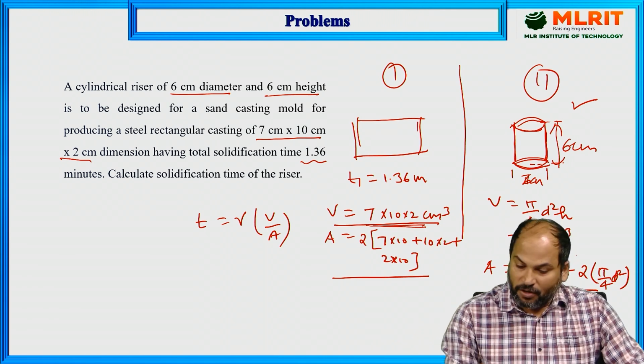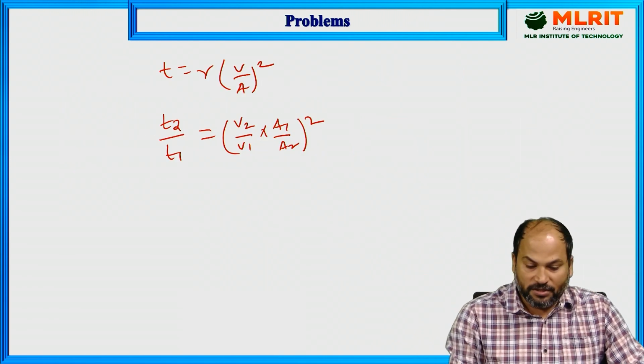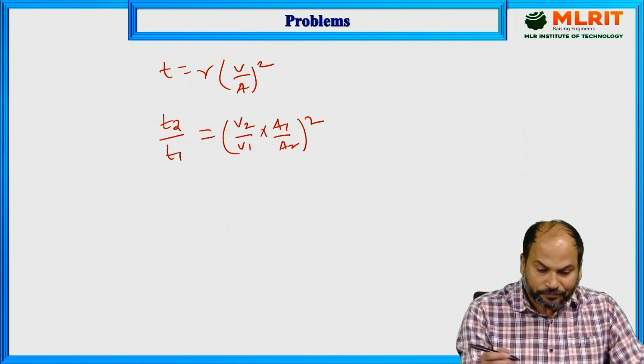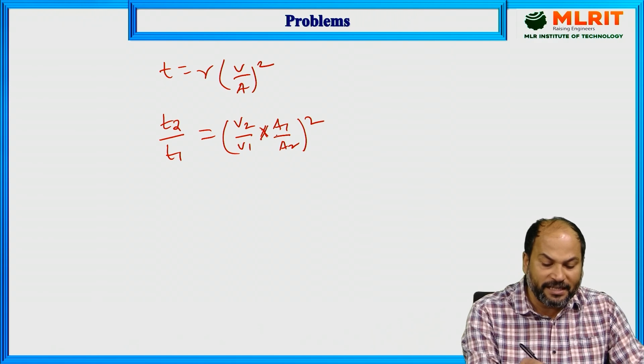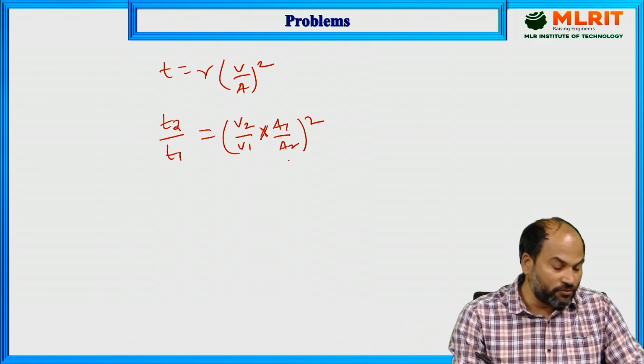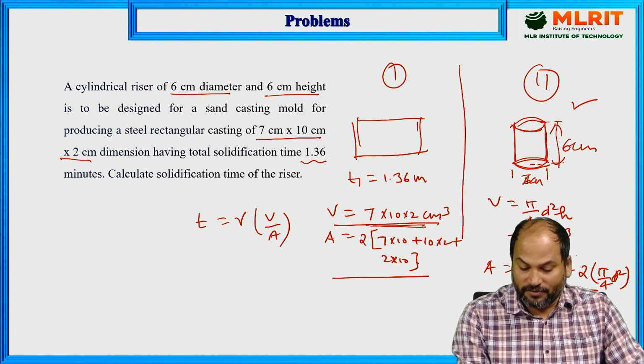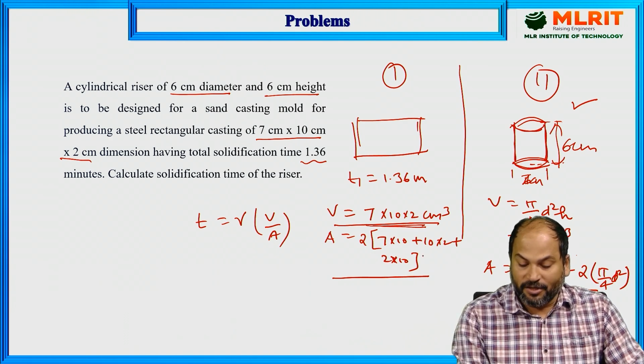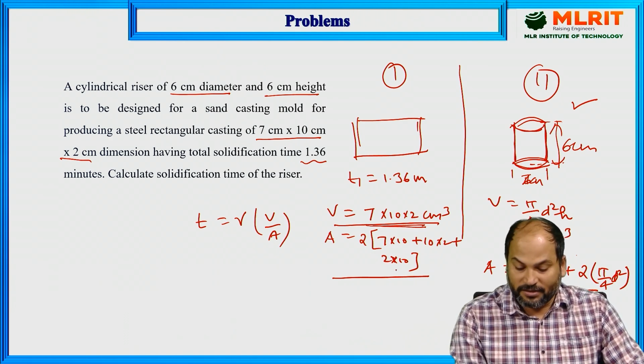All the dimensions are in centimeter, so there is no problem; that's why we are not changing. Then, what will be the surface area? As it is inversely proportional, it will be A1 upon A2. What will be the surface area A1? We just now calculated it: twice 7 into 10 plus 10 into 2 plus 2 into 10.